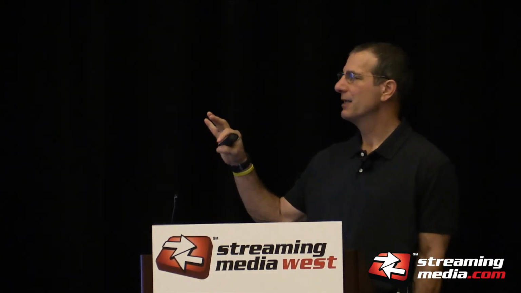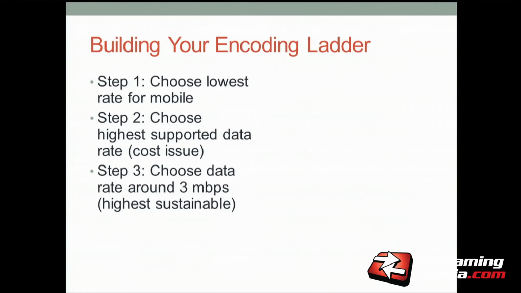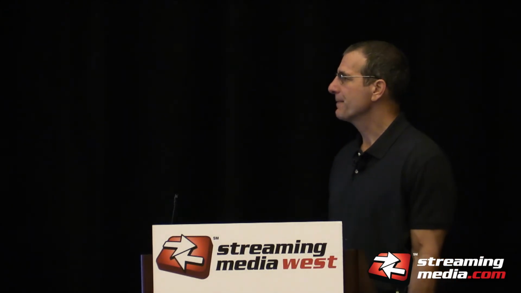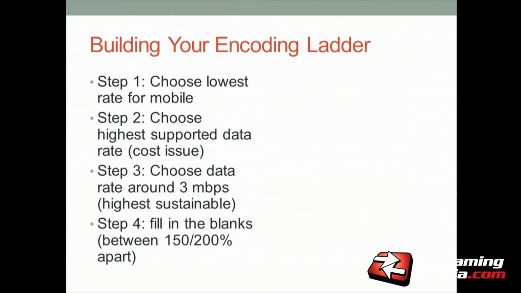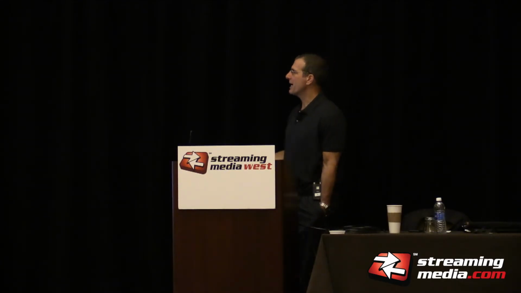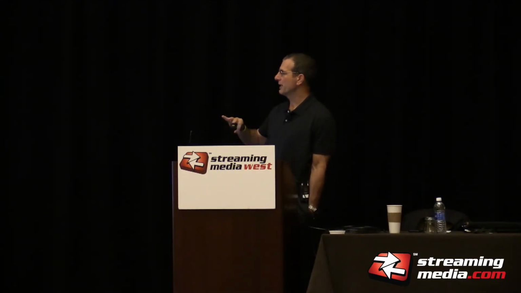I want that to be a pretty high quality stream because Netflix publishes an ISP index every month, and if you look at the average sustainable stream for most of the ISPs they report on, it's typically between 2.8 and 3.2 megabits per second. So I want a stream that's going to look good at that rate. And then I fill in the blanks going between 150% and 200%. So if I started at 200 kilobits per second, that's my low stream. 4.6 megabits per second might be my high stream. This is targeted for the highest sustainable throughput, this one over here.